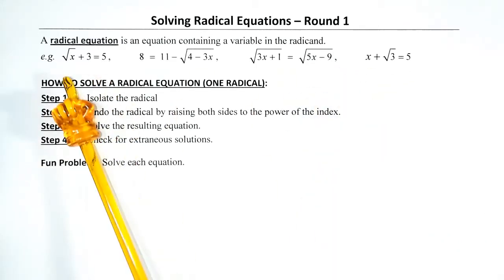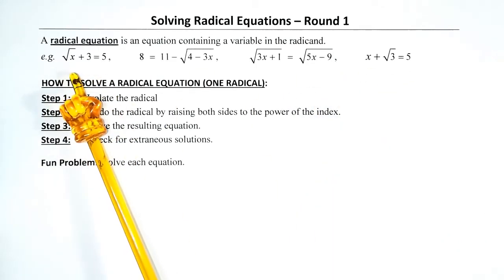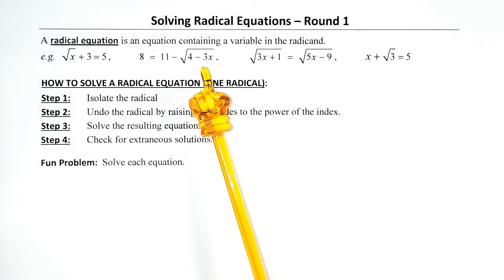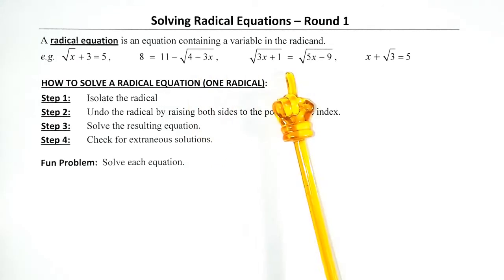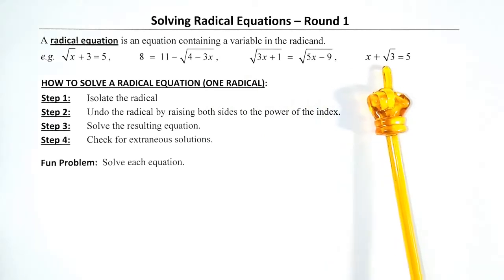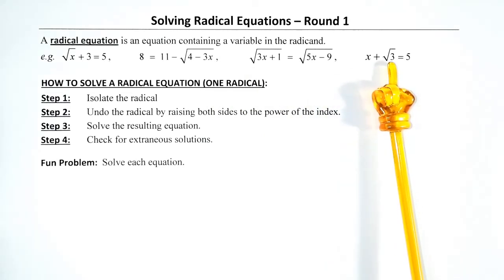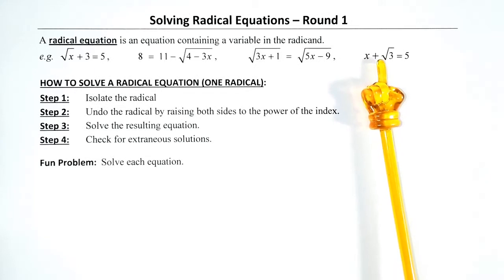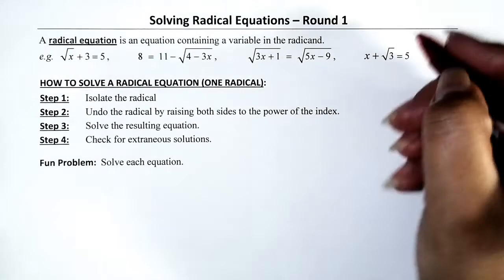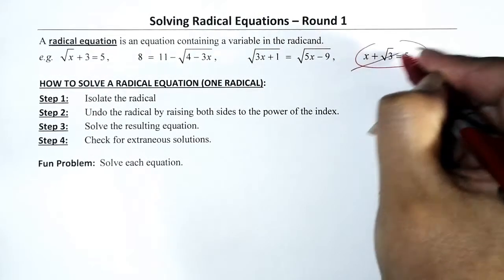Equation number 1, radical, variable in it. Cool. Radical equation. Next guy, radical, variable in it. Cool. Radical equation. Third guy, radical, variable in it. Cool. Radical equation. Fourth guy, radical, variable not inside. So fourth equation, radical, there's not a variable inside, so this is actually not a radical equation. Oh, we have been lied.